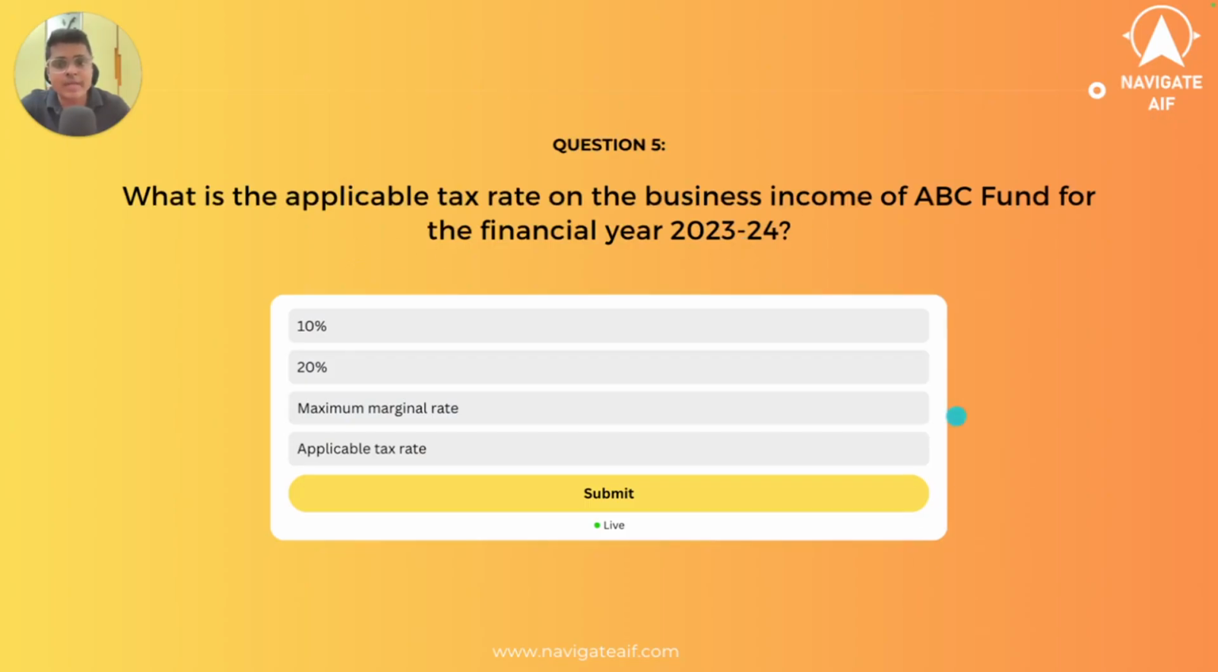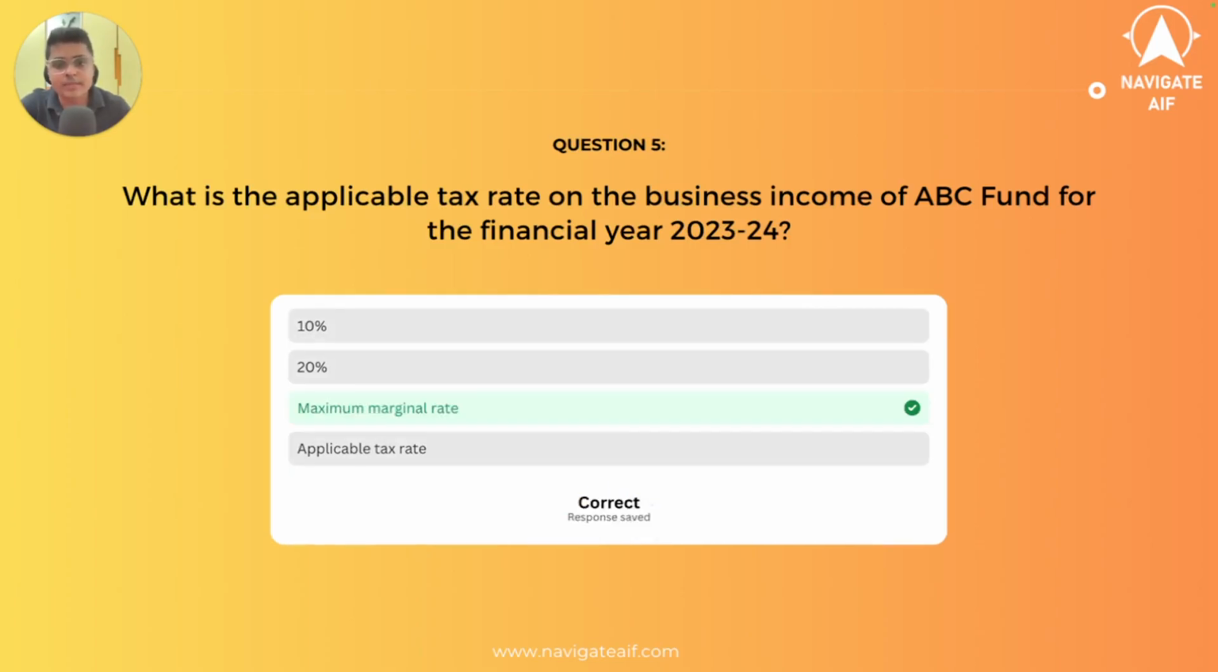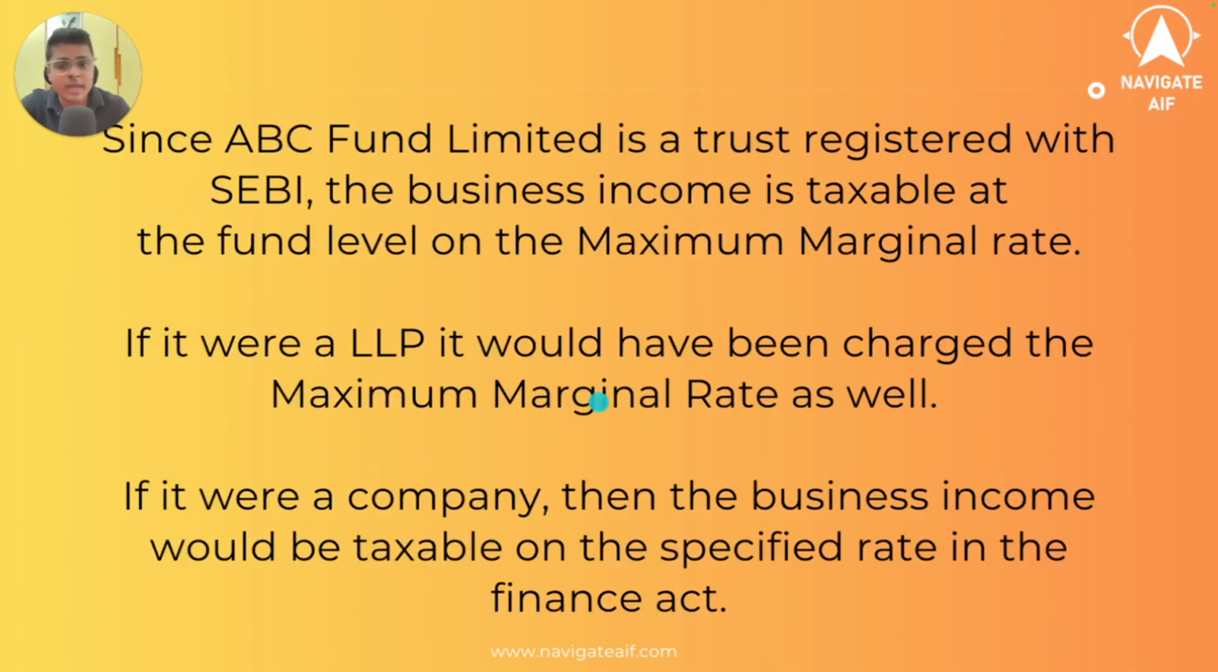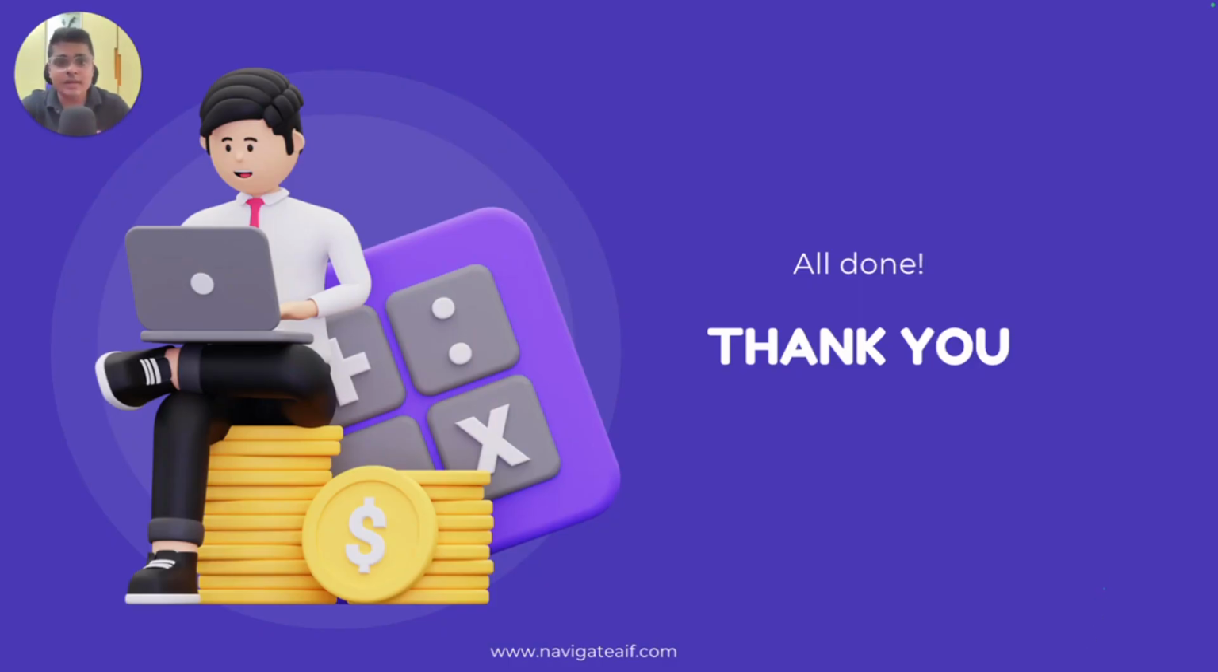Now, what is the applicable tax rate on the business income of this fund? For the rest of the incomes, they would be passed through and the unit holders would pay tax. For business income, we have to know. Now, in case of a trust, the business income of the fund would be taxable at MMR. That is the rate. You have to learn this for the exam. So that's the correct answer. If it was an LLP also, it would be MMR only. That is the maximum marginal rate. If it was a company fund, then the business income would be taxable at the specified rate in the Finance Act. So I hope this helps you with all the questions that can come in the exam with respect to trust principles. So make sure that you study chapter 16 before you attempt the exam.